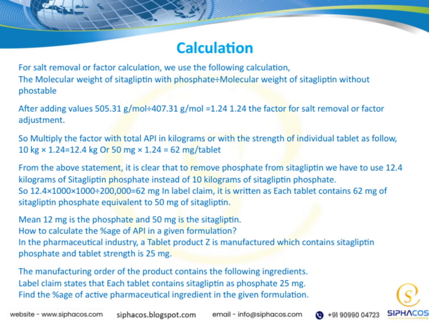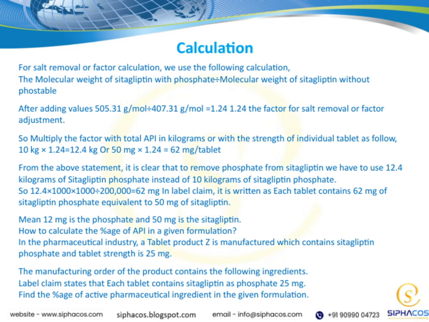To understand what this means in terms of tablet content, we convert 12.4 kilograms into milligrams, multiply by 1,000 to get grams, then again by 1,000 to get milligrams, and finally divide by the number of tablets or the total weight to find out how much sitagliptin phosphate corresponds to 62 milligrams of sitagliptin.